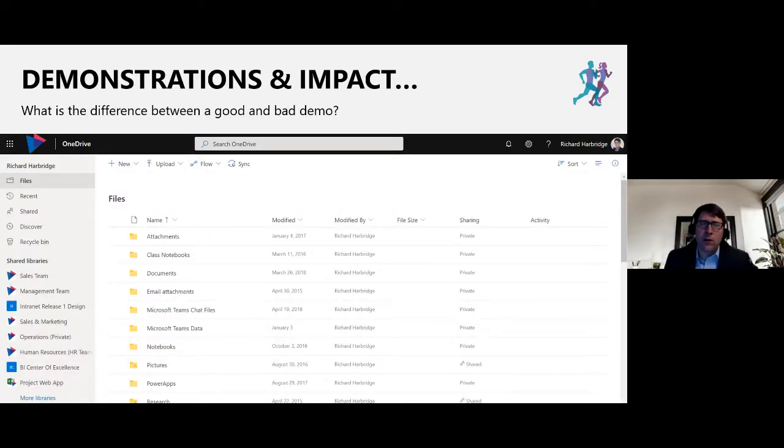I want to end with a key concept. We do a lot of demonstrations. If you're a business analyst, you do a ton of demonstrations. If you're an information architect or somebody who works with these technologies, you need to communicate to people how they work and why they work that way. And you do a lot of demos.